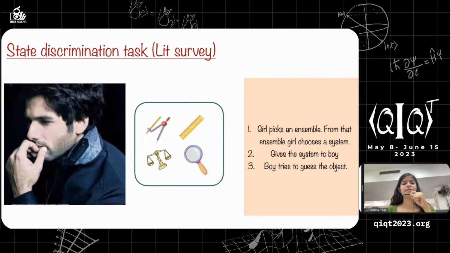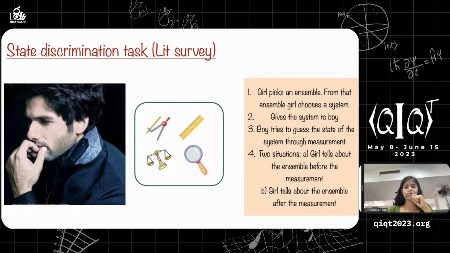Now the boy obviously wants to know what gift he has received. Classically, it's trivial. You can just open the gift wrapper and you can see. But quantum mechanically, the task may not be that easy. So the boy has some set of measurements using which he wants to find out what gift he has received. Now there are two options.